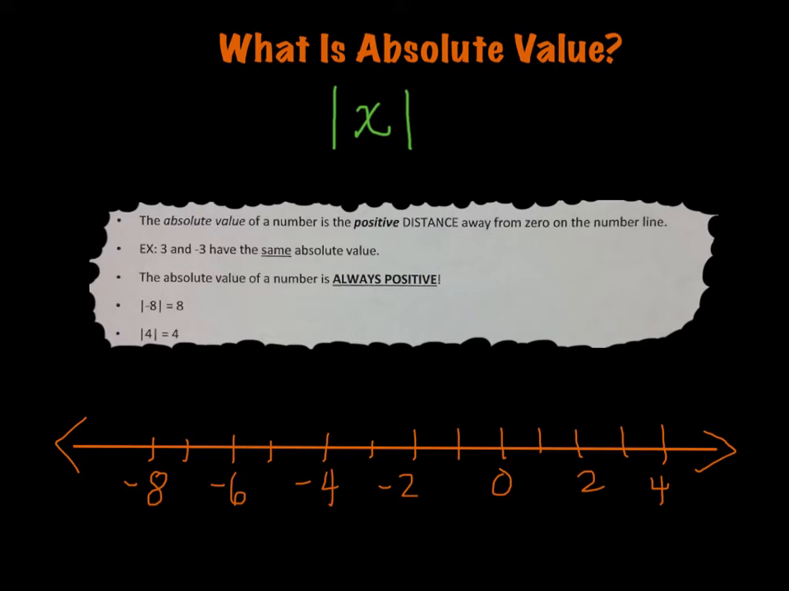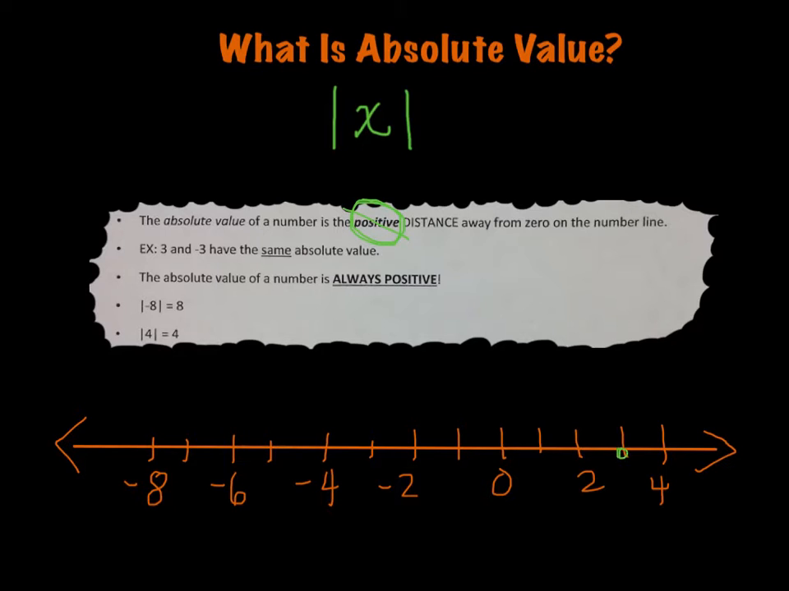What is absolute value? We know that these bars indicate absolute value, but what does it mean? The absolute value is the positive distance away from zero on the number line. Well, this is a silly word because we all know that distance can't be negative. So the absolute value of a number is the distance away from zero on the number line. We don't need that word positive.